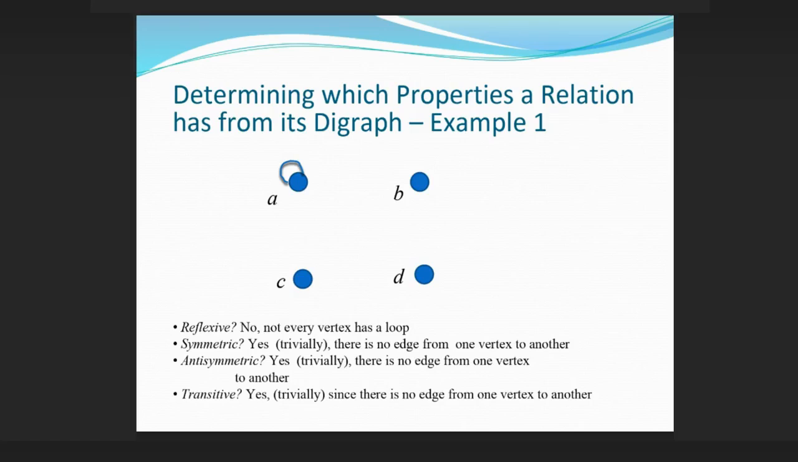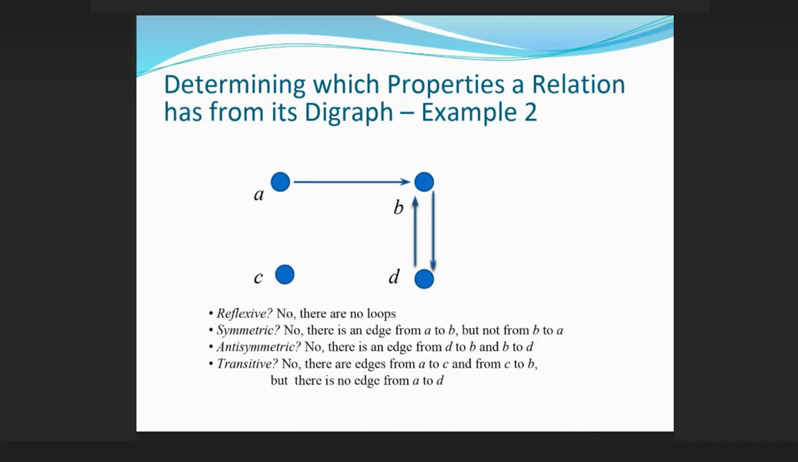Determining which properties a relation has from its digraph. Example 1. Reflexive: no, there are no loops. Symmetric: no, there is an edge from A to B, but not from B to A. Antisymmetric: no, there is an edge from D to B and B to D. Transitive: no, there are edges from A to C and from C to B, but there is no edge from A to B.